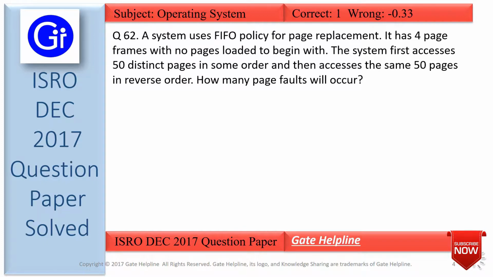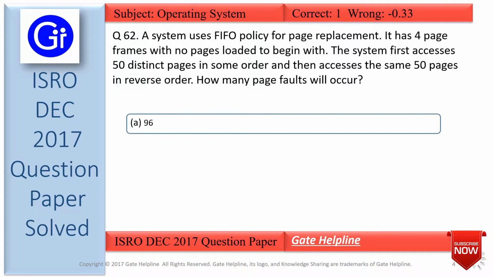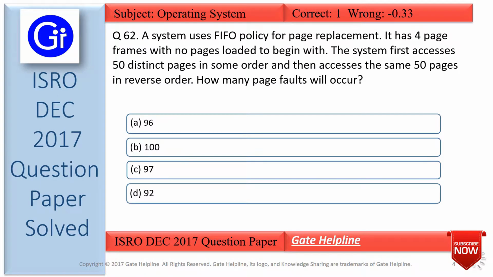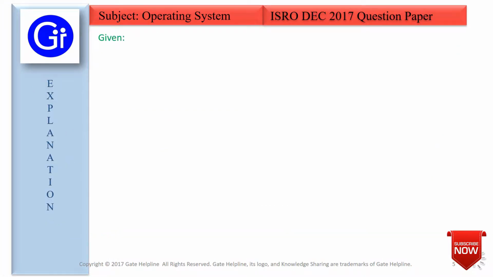Question number 62 is: a system uses FIFO policy for page replacement. It has 4 page frames with no page loaded to begin with. The system first accesses 50 distinct pages in some order and then accesses the same 50 pages in reverse order. How many page faults will occur? The options are A) 96, B) 100, C) 97 and D) 92. Now we will see the explanation to this question.